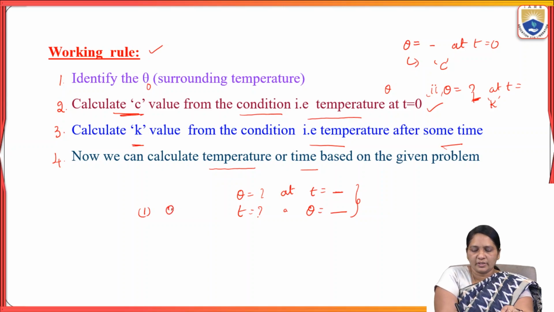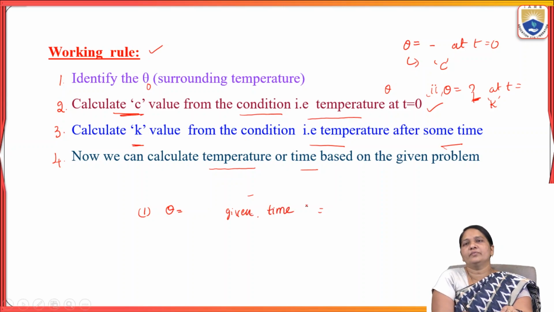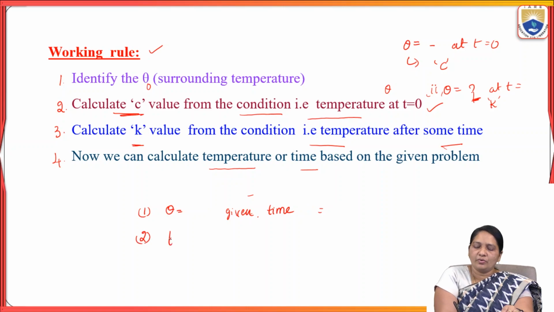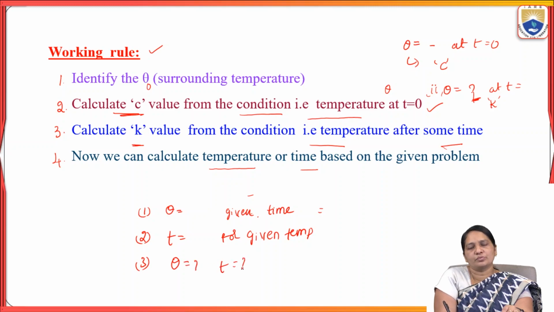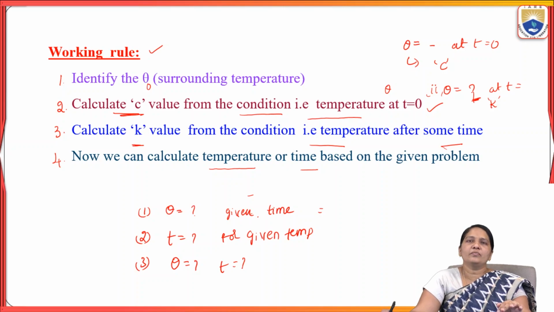First, we have to calculate the temperature of the body for the given time. Next, we have to calculate the time for the given temperature. Sometimes they may ask to calculate the temperature and time also. So these three types of problems we are going to get in Newton's law of cooling. So this is the working rule or procedure we are going to follow to solve the given problem by using Newton's law of cooling.